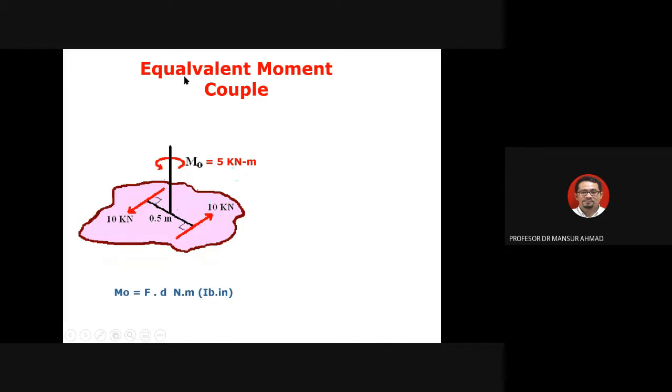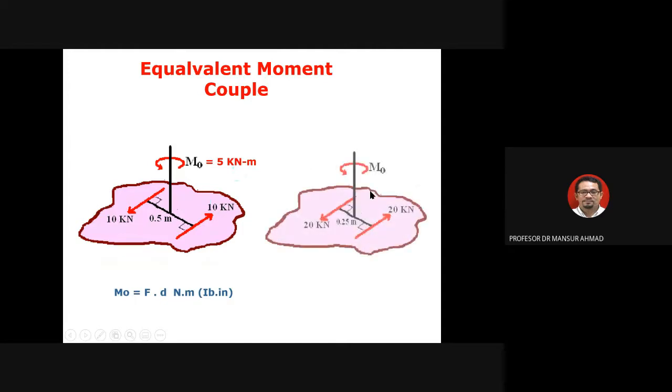So equivalent moment couple says that if you look at this diagram, if you have 20 kilonewton moment couple, this one and this one, and you have the distance 0.25, you have an equivalent moment couple, which is also 5 kilonewton meter. That's what I mean by moment couple.